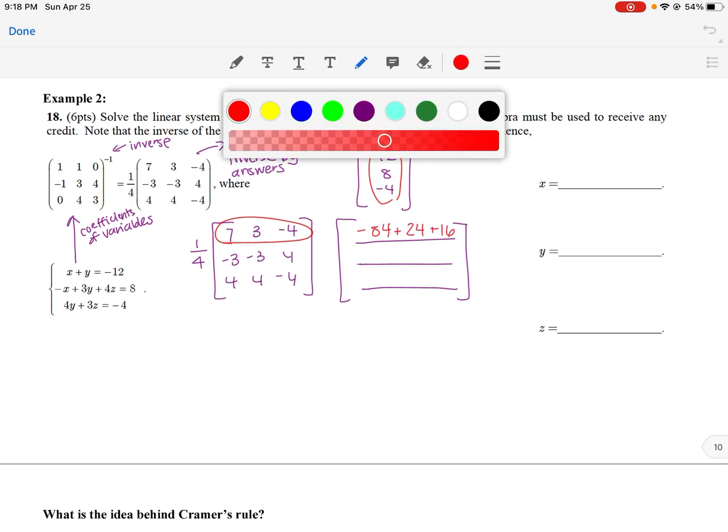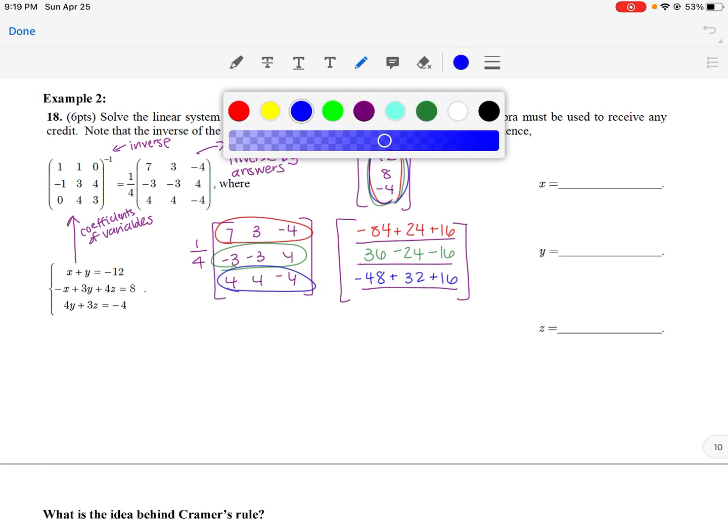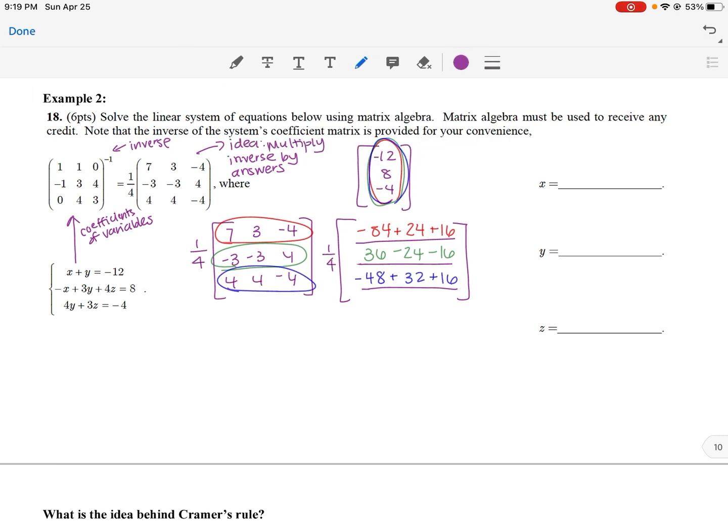Now if I go to the next one, I've got -3, the second row, times the first column, so -3 times -12 is 36, -3 times 8 is -24, 4 times -4 is -16. Last but not least, 4 times -12 is -48, 4 times 8 is 32, -4 times -4 is positive 16. Just remember, it's 1/4 times all these.